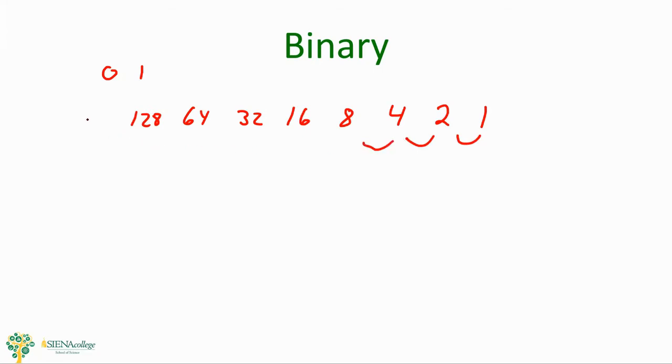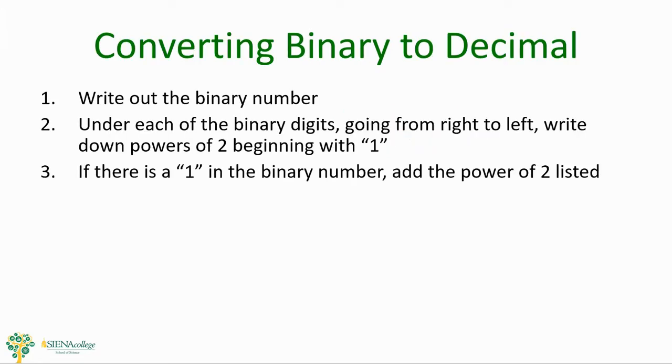To convert from binary to decimal, the first step is to write out the binary number. So in our example, we're going to have 11001. Under each of the binary digits, starting from the right, write out the powers of 2, just like I did on the prior slide. So 1 in the rightmost position, followed by a 2, a 4, an 8, 16. The power of 2 that fits with each of these.